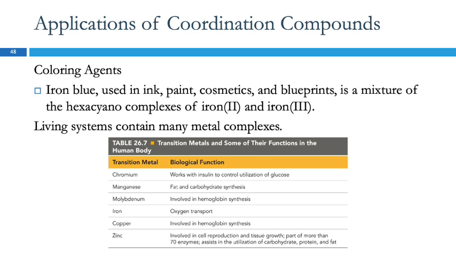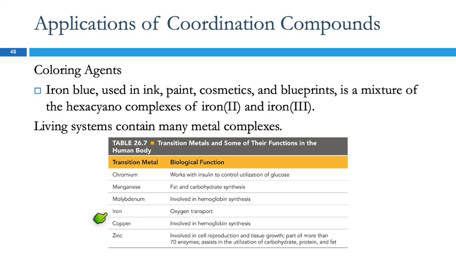There are a lot of metal complexes in living systems. A complex ion of chromium works with insulin in your body to control glucose. Manganese is involved in fat and carbohydrate synthesis. Molybdenum in hemoglobin synthesis. And so what you have in your body is not free molybdenum ions that are doing this.